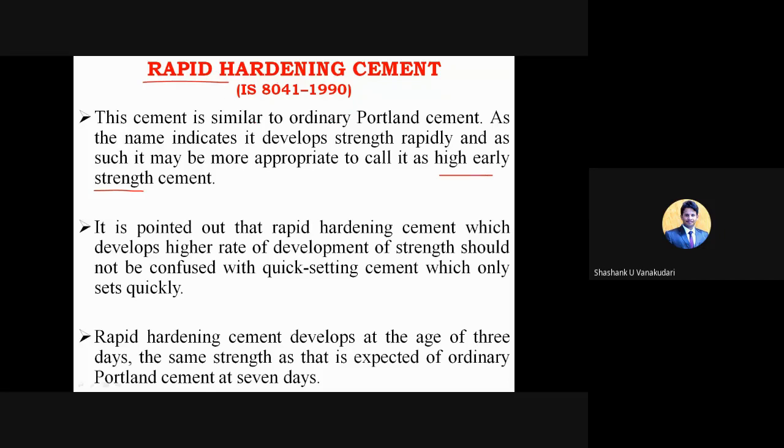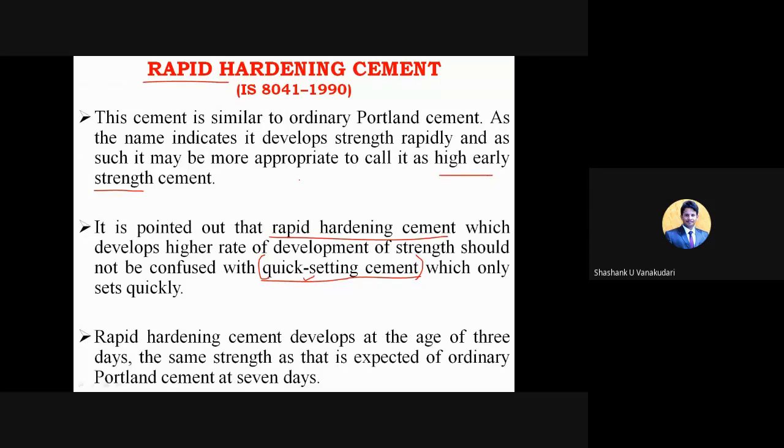It is pointed out that you should not get confused between these two: rapid hardening cement and quick setting cement. Rapid hardening might sound like the same meaning as quick setting cement, but quick setting concerns only the setting time, which changes. For example, concrete will set in around 40 to 50 minutes, but when you add quick setting cement, it can be reduced to 25 to 30 minutes. So you save setting time, meaning it sets at an earlier time. But rapid hardening cement gives additional strength at an earlier time.